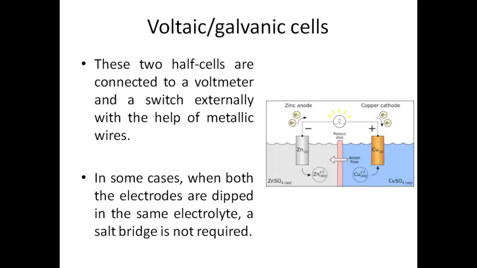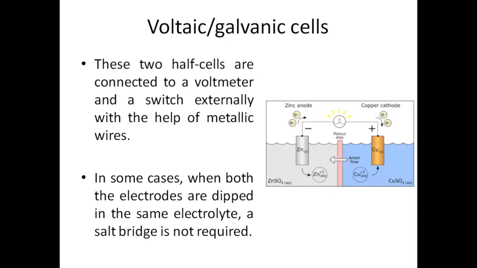When I connect these two half cells with a wire and put a voltmeter in between, I can make a closed circuit in which current will flow, and I can measure how much current is flowing. That helps in concentration measurement, and it also helps in generating electric current, which I can use for some other application. This can actually be a source of power for you.